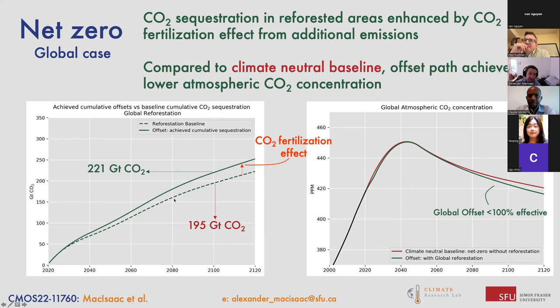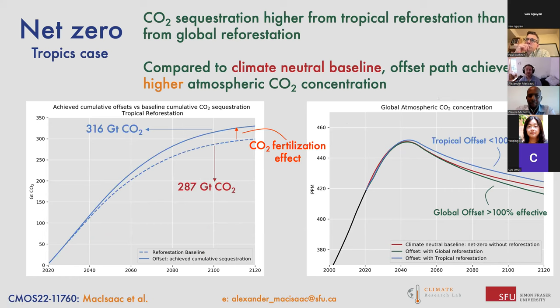So this occurs basically, again, mostly as a result of the CO2 fertilization effect. However, when constrained to just the tropics, the results are a little bit different. The first thing to note is that the sequestration, and it's a cumulative amount, is quite a bit higher when reforestation is constrained to the tropics than it was in the global case. This has to do a little bit with the dynamics of succession in our model, but suffice it to say the same CO2 fertilization effect does occur.